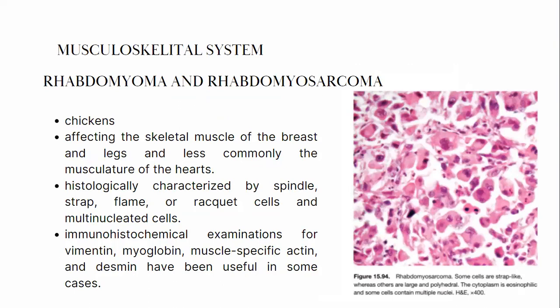Punta naman tayo sa musculoskeletal system. First, we have the rhabdomyoma and rhabdomyosarcoma. Rhabdomyomas and rhabdomyosarcomas have been seen in chickens. They primarily nag-affect sila sa skeletal muscle of the breast. So, sa pectoralis and legs, and then commonly sa musculature of the hearts.